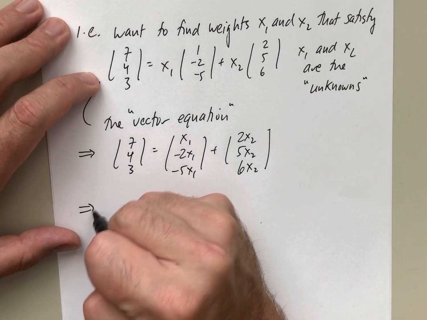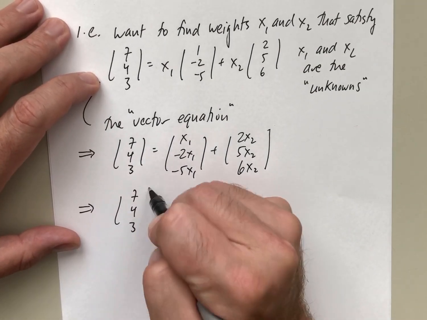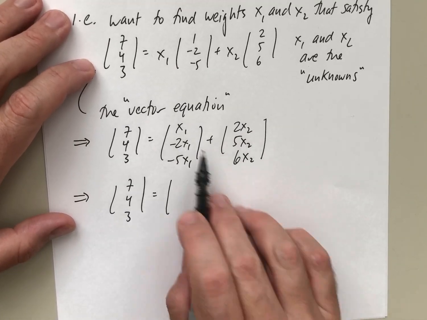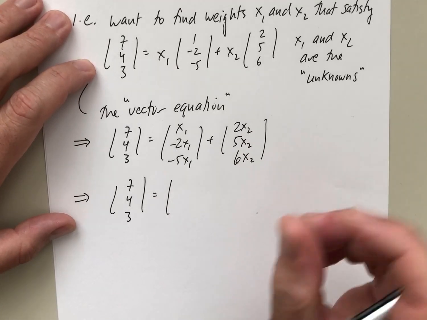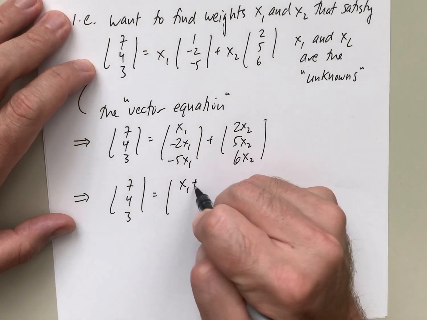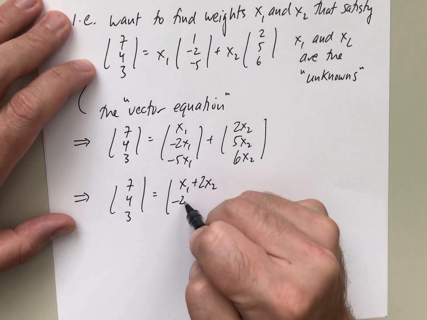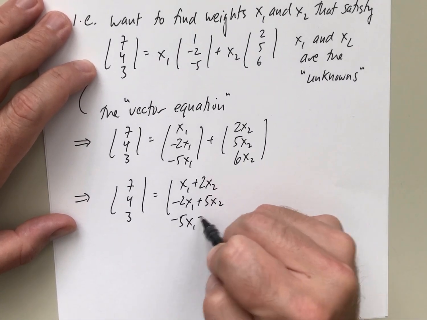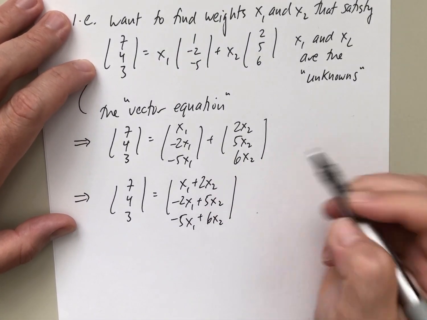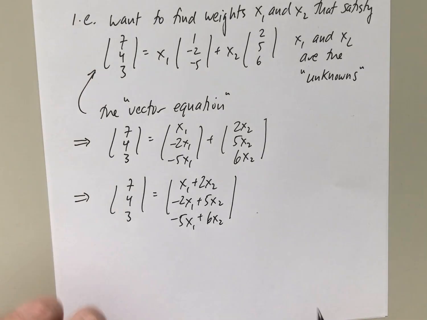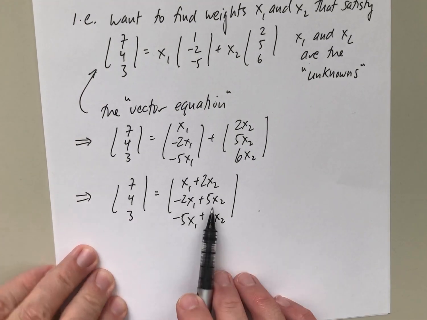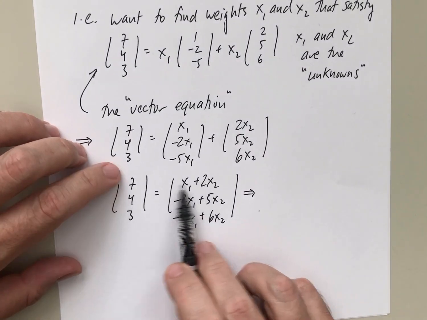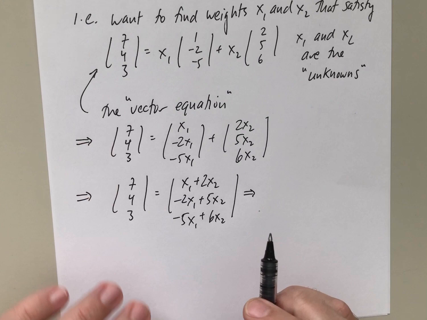And then let me go a step further. How do I add vectors? Well, remember, similarly, if I want to add two vectors, I look at their coordinates and add each one. So this will be x1 plus 2x2 is the first coordinate, minus 2x1 plus 5x2 is the second coordinate, minus 5x1 plus 6x2 is the third coordinate. So now what I see is that what I want is that this vector equals this vector. In other words, if the vectors are the same, the first entry should be the same, the second should be the same, the third should be the same.